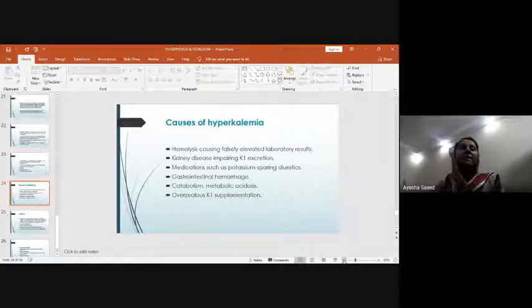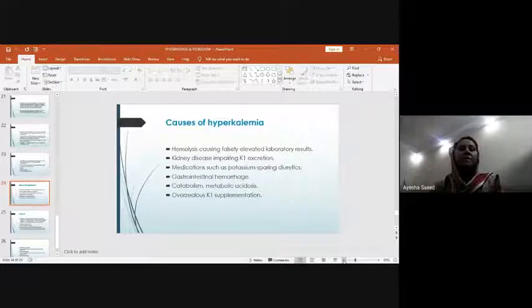What can be the causes of hyperkalemia? Because we cannot ingest too much of potassium. Hemolysis causing falsely elevated laboratory results. Hemolysis means breakdown of the red blood cells. The breakdown of red blood cells can be because of some underlying disease, thalassemia, or the dengue fever. Kidney disease impairing the potassium excretion. In case of some kidney disease, potassium is not being excreted and is accumulated in the blood.